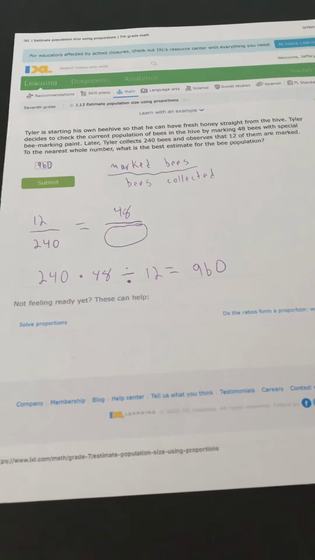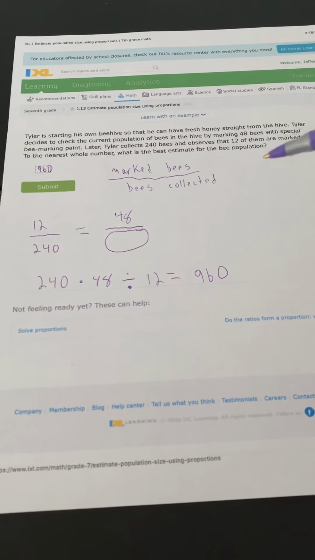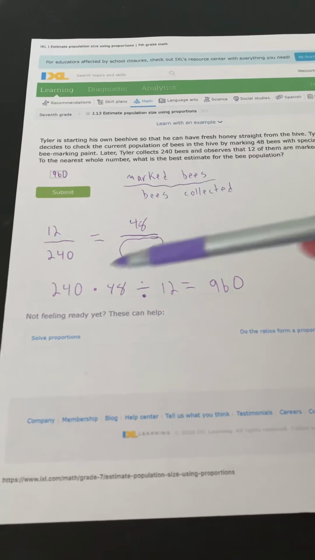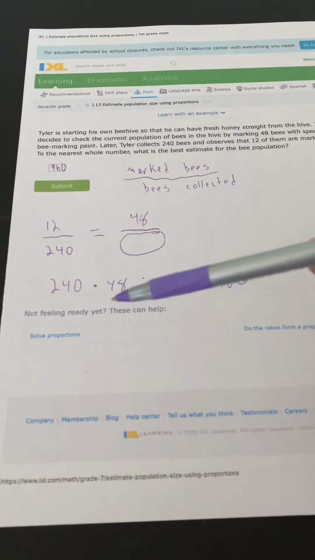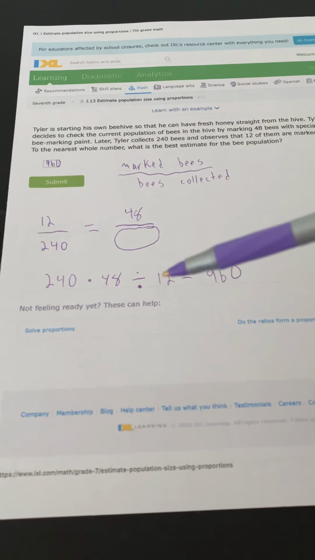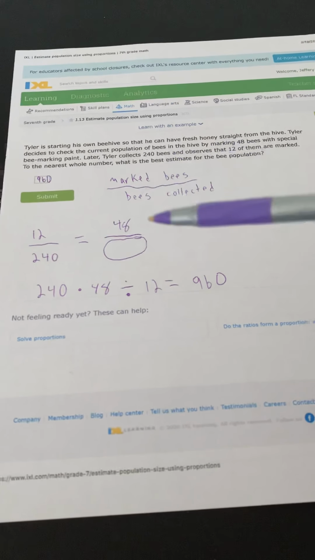A hint on all these problems is you can take the two bigger numbers and multiply them together, then divide by the smaller number. Because look, out of these three numbers, the two big ones were 240 and 48. So as you can see, you're multiplying the two bigger ones together, and the small one was 12. Then you divide by the small one. So that's a hint. But the real way to do it is by doing a proportion.